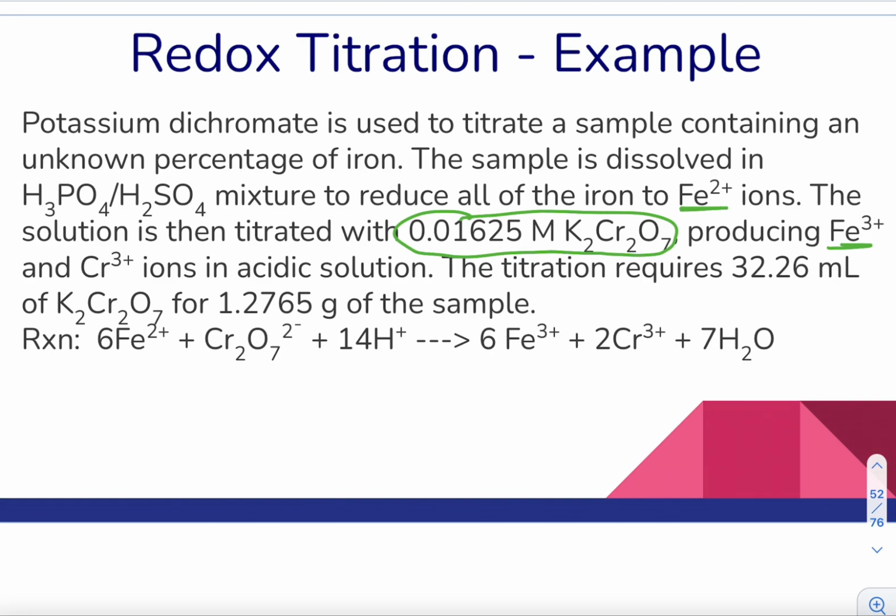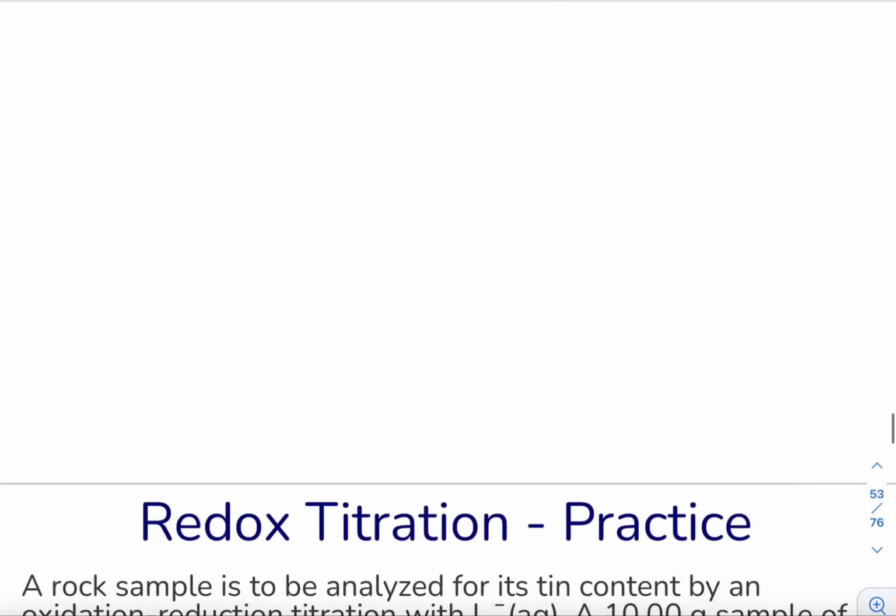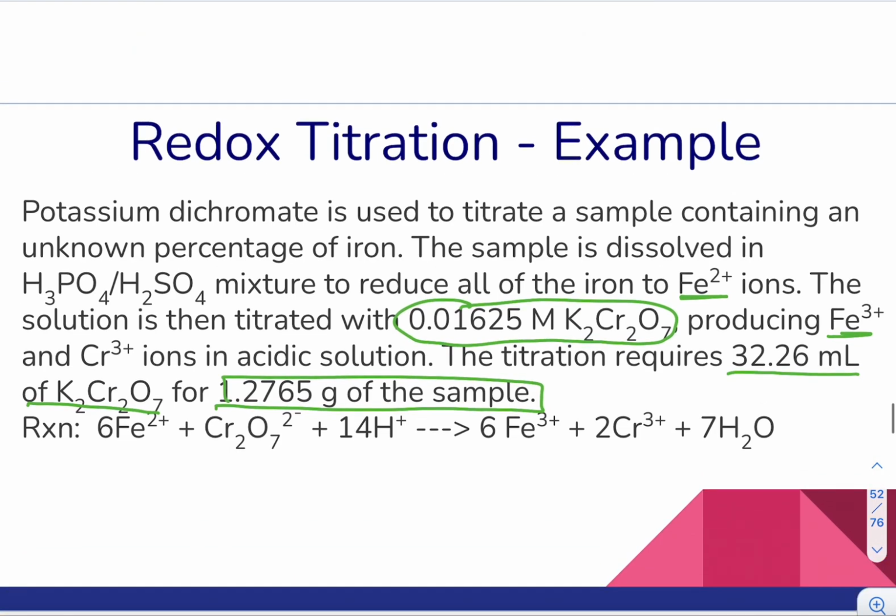Okay, the titration requires 32.26 milliliters of our potassium permanganate. And then we have this of the sample. And then we have a reaction here. This is really funny because I guess that when I copied this one, I did not put the actual question. So the question was, what percentage of iron was in that sample? Okay, so what is the percentage of iron?